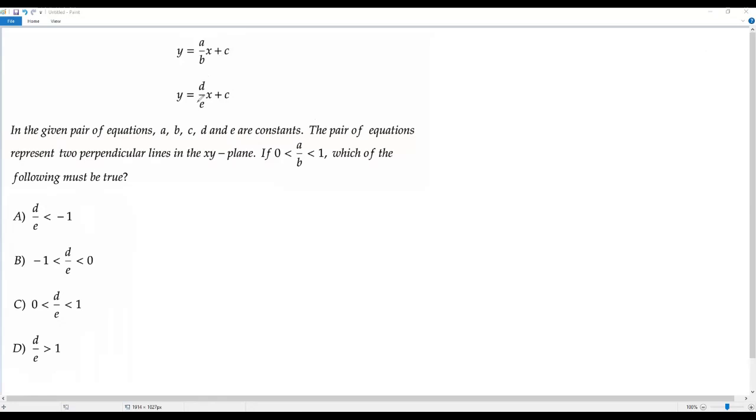Here we have a SAT math problem. Okay, let's go to the question. y equals a over b times x plus c. y equals d over e times x plus c. In the given pair of equations, a, b, c, d, and e are constants.